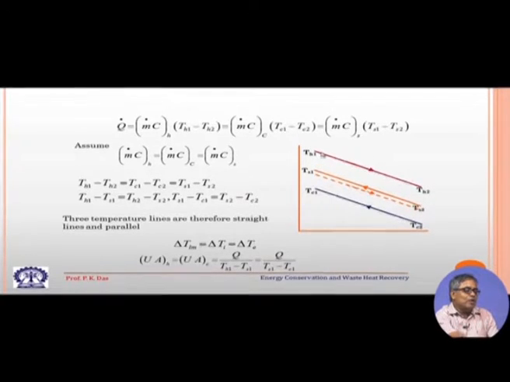TH1 minus TS1 is called delta T. So, delta T is the same along the entire length of the heat exchanger, from one end of the heat exchanger to the other end. So, the three temperature lines are straight lines and parallel. Delta T Lm, which could be called LMTD or mean temperature difference, is equal to delta T I, the temperature difference between the two fluids at the inlet, which is equal to delta T E, the temperature difference between the two fluids at the exit.